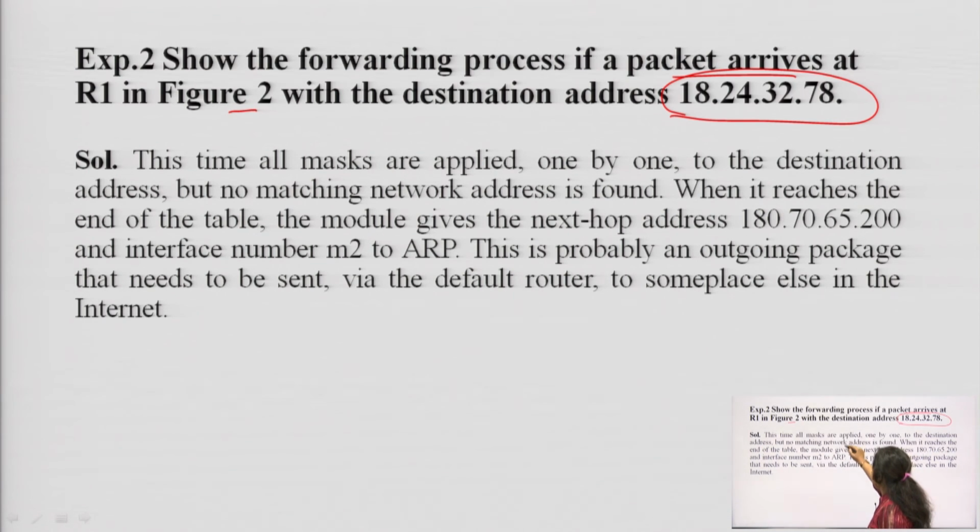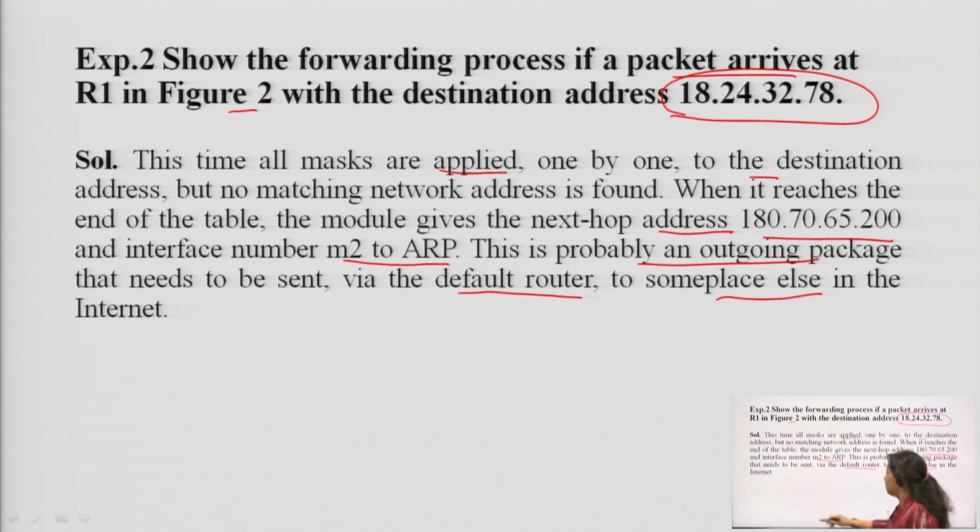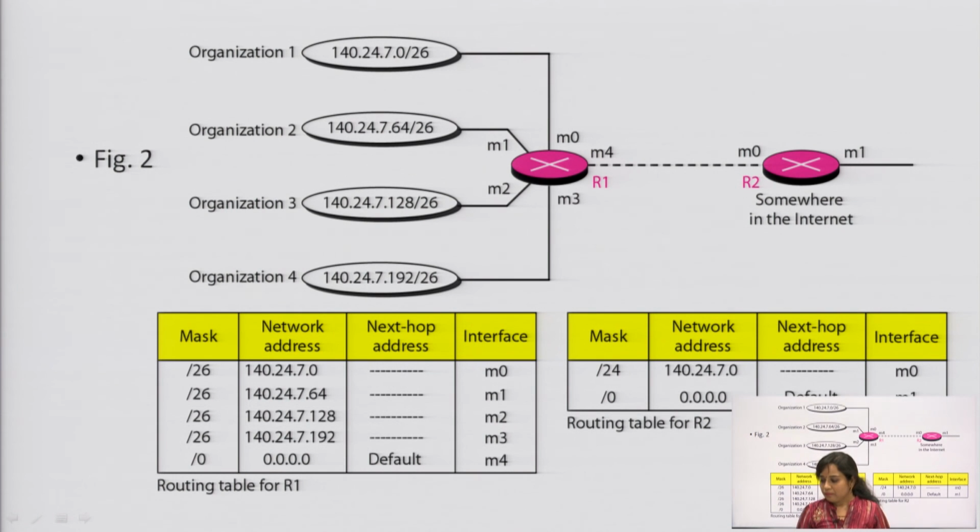This time all the masks are applied one by one to the destination address, but no matching network address is found. So, when it reaches the end of the table, the module gives the next hop address written over here, and the interface number, which is M2, to ARP. M2 is basically the interface, and ARP is the address resolution protocol. So, this is probably an outgoing packet that needs to be sent via the default router to some place else in the internet. In this diagram, as you can see, certain masks are fixed: /22, /24, /25 and /26.